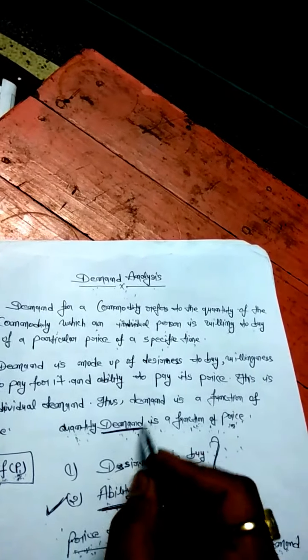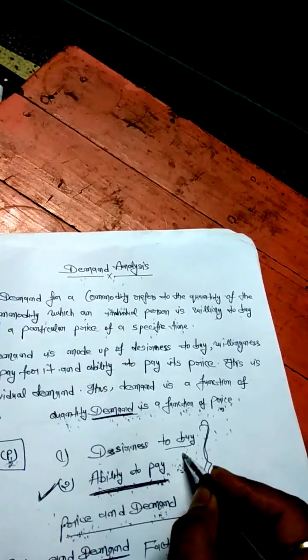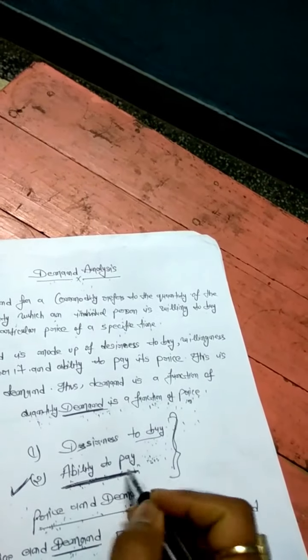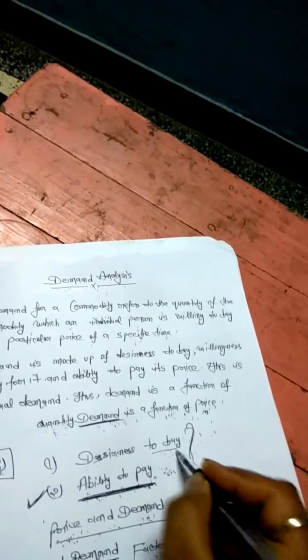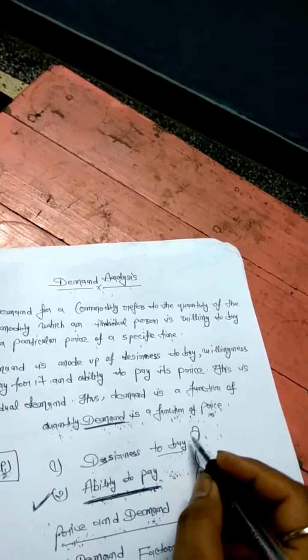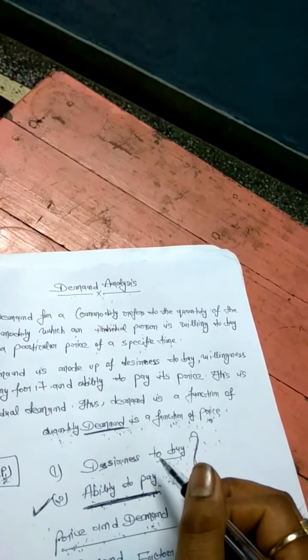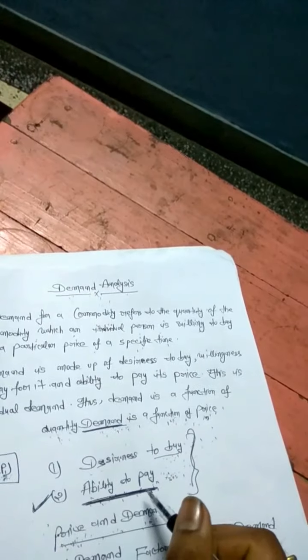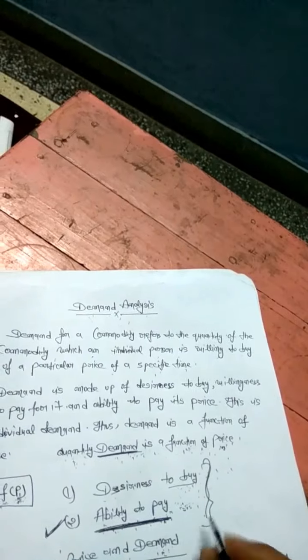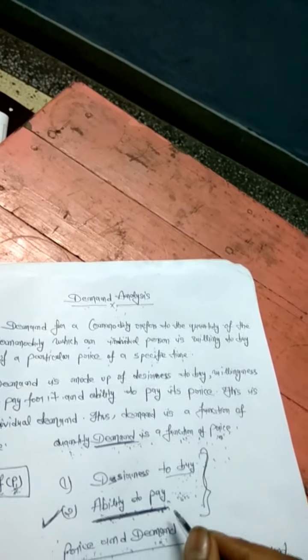Demand basically has two points here: willingness to buy, or desire to buy, and ability to pay. If we are willing to buy a commodity but are not able to pay, that is not under the law of demand. If we are willing to buy a commodity and we are also able to pay, that is real demand, under the law of demand.